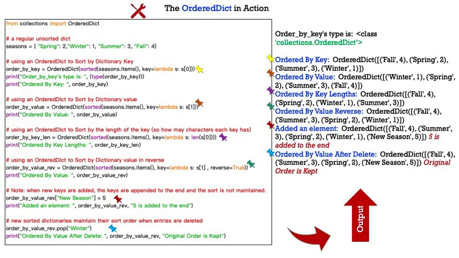And when we look at the output there, we have the same ordering: summer, spring, winter, fall, summer, spring, winter, and then tacked onto the end, new season 5. On the contrary, sorting dictionaries maintain their sort order when entries are deleted or popped. So here we're going to pop winter, and what do we have? Fall, summer, spring, new season. So it keeps exactly the same order it had previously.